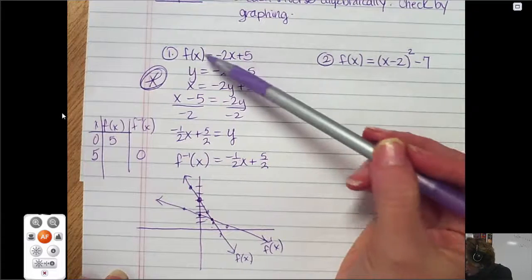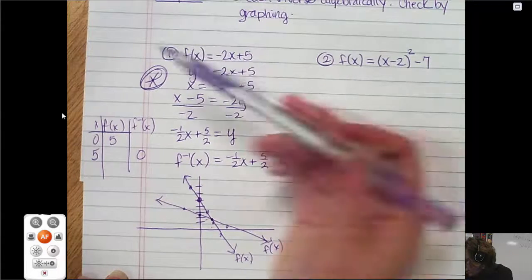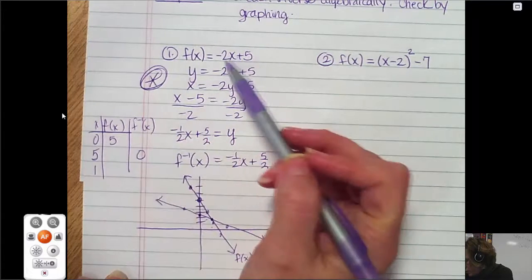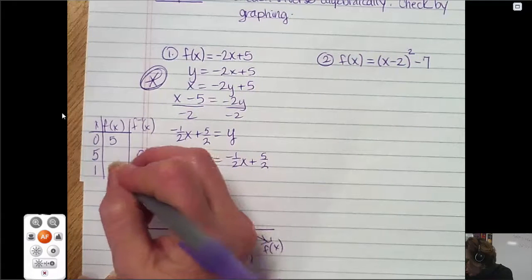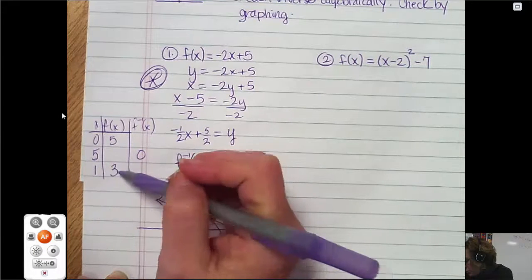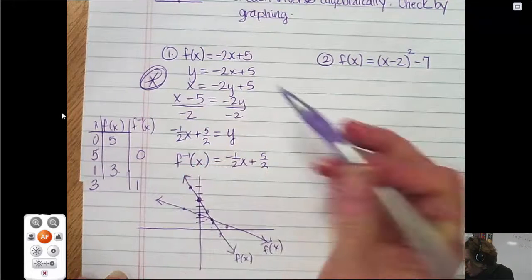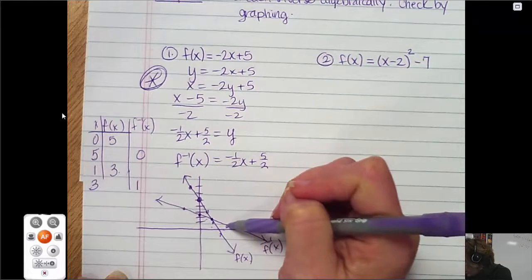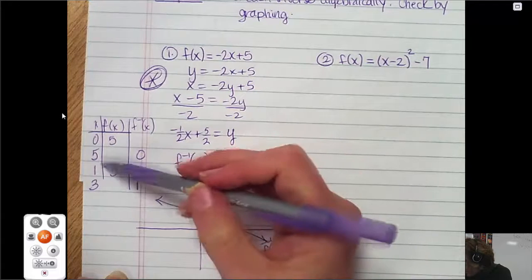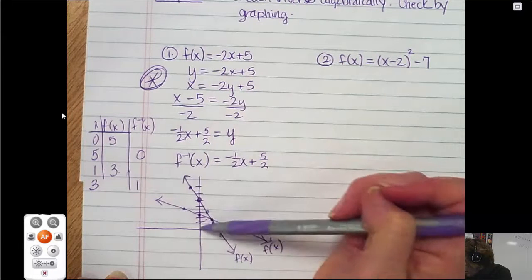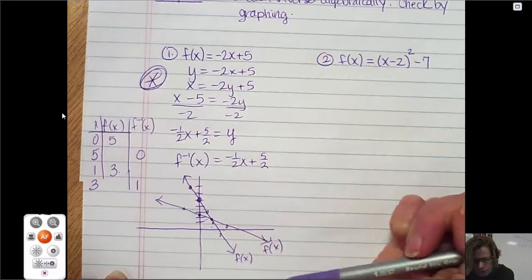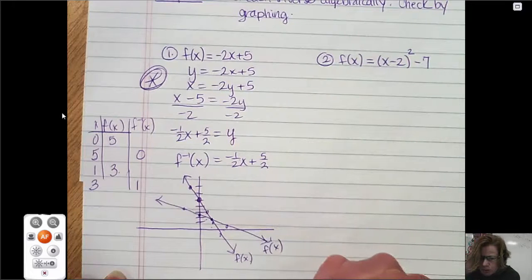We could do another one. In f of x, if x is 1, we'll have negative 2 plus 5, y will be 3. So on its inverse, when x is 3, the inverse will be 1. And there looks like a 3, 1. My inverse 5, 0, over here, my x-intercept. So it looks good. And you can certainly check those on your graphing calculator.